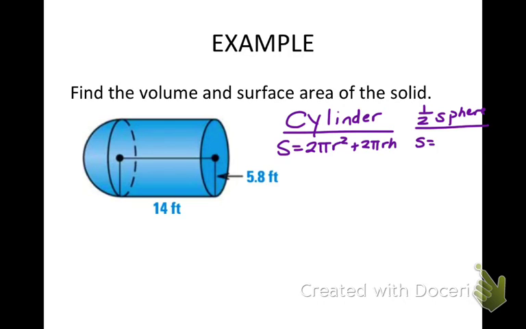The surface area for a sphere is 4 pi r squared, but I'm not doing a whole entire sphere. I'm only doing half of a sphere. Right, so I would divide that by 2. So if I had 4 pi r squareds and I cut it in half, that would leave me with 2 pi r squareds.